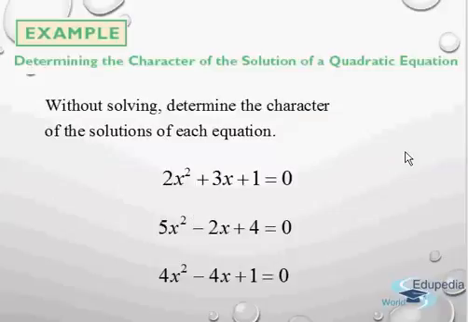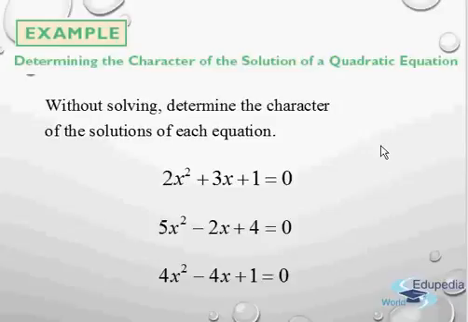So let's try this. Let's look at some of the equations over here, and let's find the discriminant in each and find out whether we're going to have complex roots or real roots. Starting with the first one, 2x squared plus 3x plus 1. Now what is b over here? b is 3, a is 2, and c is 1.